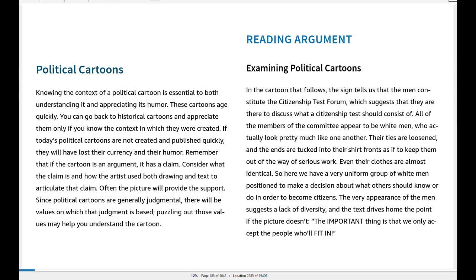Even their clothes are almost identical. So here we have a very uniform group of white men positioned to make a decision about what others should know or do in order to become citizens. The very appearance of the men suggests a lack of diversity, and the text drives home the point if the picture doesn't. The important thing is that we only accept the people who will fit in.